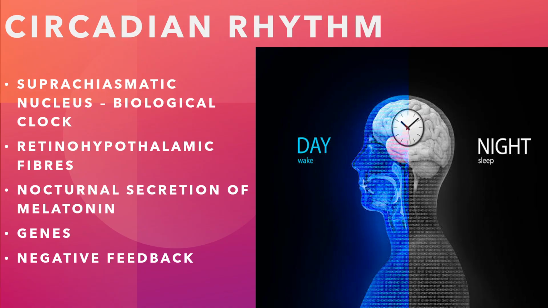It has an important role in regulating the circadian rhythm. The suprachiasmatic nuclei act as a biological clock which functions to maintain the 24-hour balance of the body through retinohypothalamic fibers. As light falls on the retina, nocturnal secretion of melatonin plays an important role in regulation of growth hormones, and there are certain genes which control the circadian rhythm. It operates via a negative feedback mechanism.